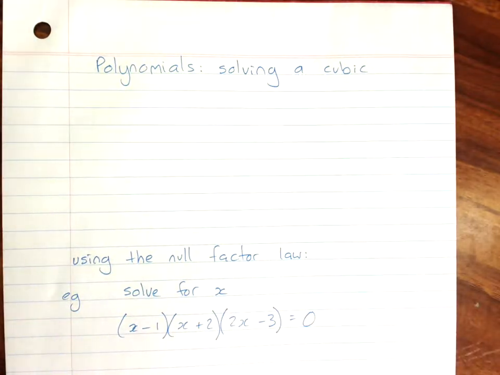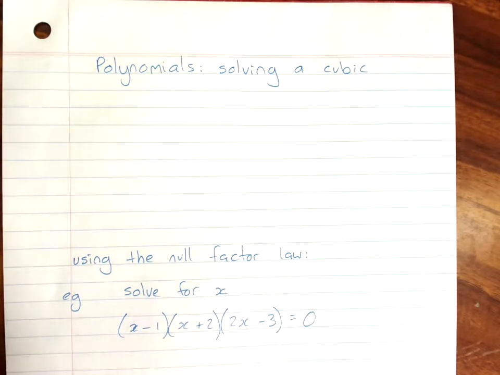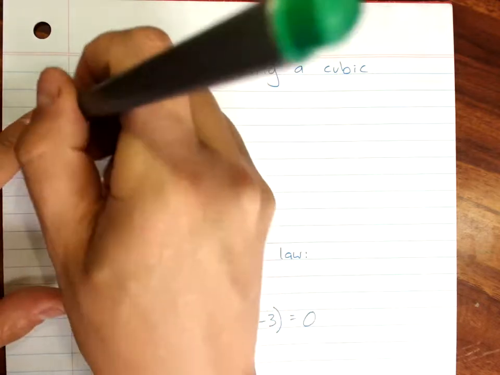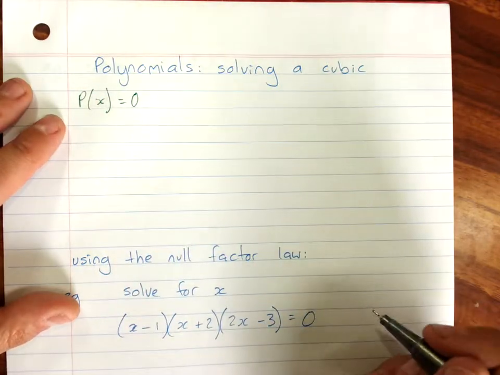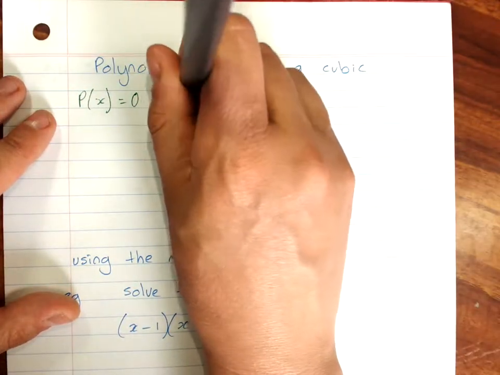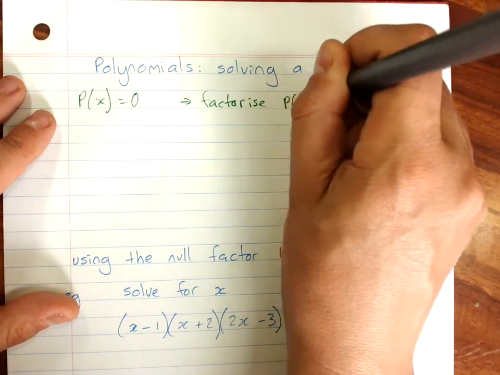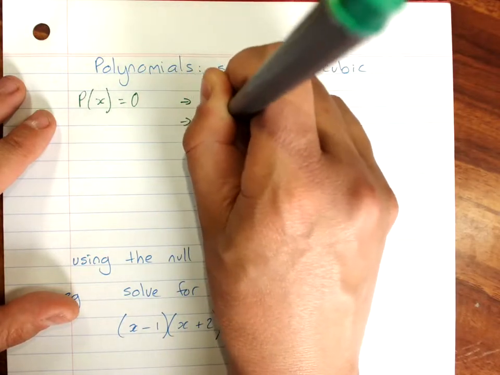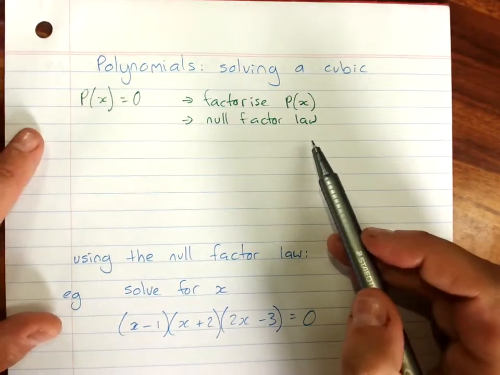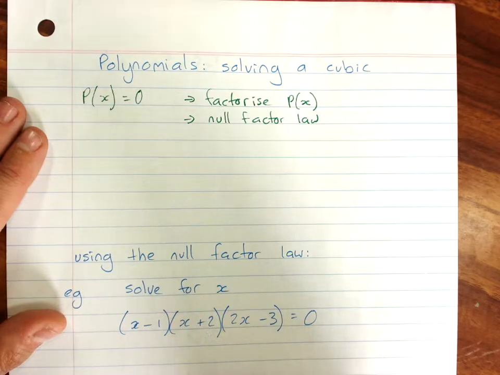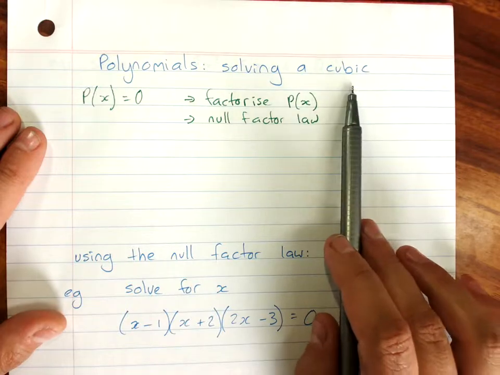Polynomials, solving polynomial equations, we'll learn how to solve a cubic. When we have a polynomial and it equals 0, we can solve by factorizing and using the Null Factor Law. We've already learnt to do this for a quadratic, that is, the highest degree of x is 2. We want to be able to do this for a cubic. The highest degree of x is 3. We have x cubed.